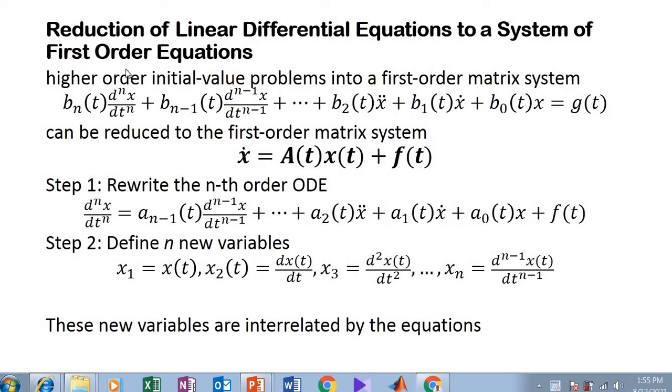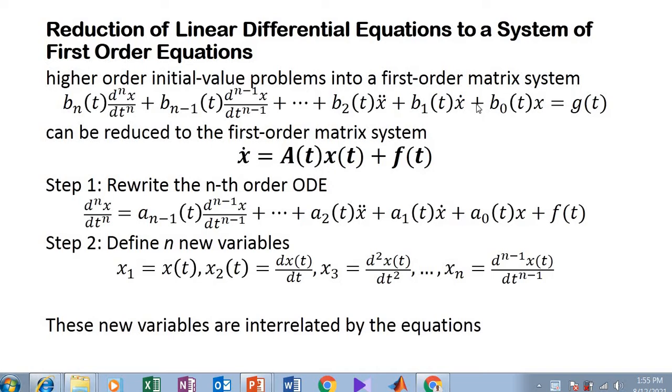So now we want to see how we can reduce a linear ordinary differential equation to a system of ODEs, or first order differential equations. Suppose you are given a differential equation of nth order.